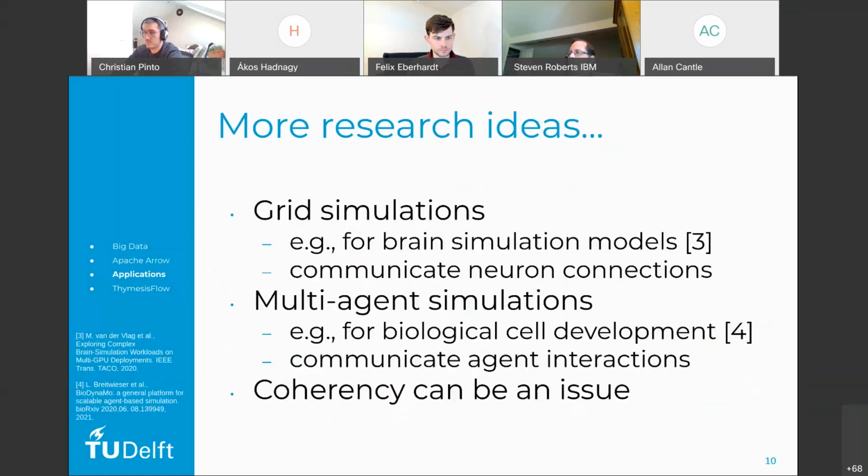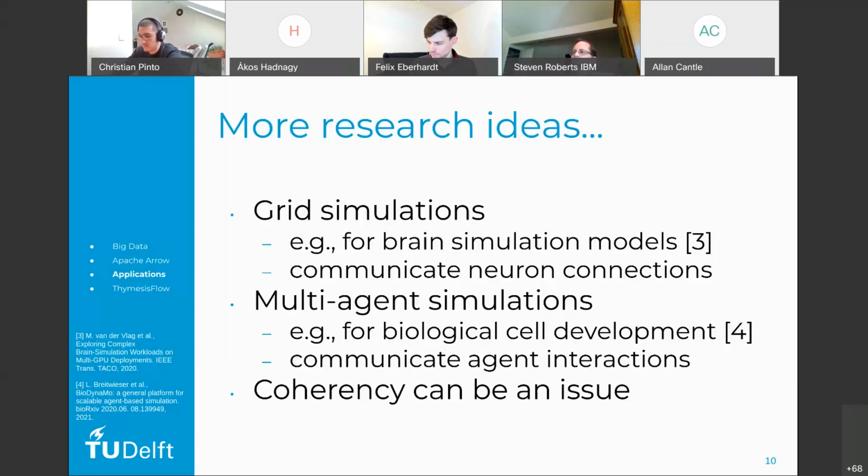And moving on to non-Arrow projects, we have a few more in mind. For example, grid simulations for brain simulation models. Here, the paper we cited uses RDMA between GPUs to communicate the neuron connections. We believe we could do something with this.